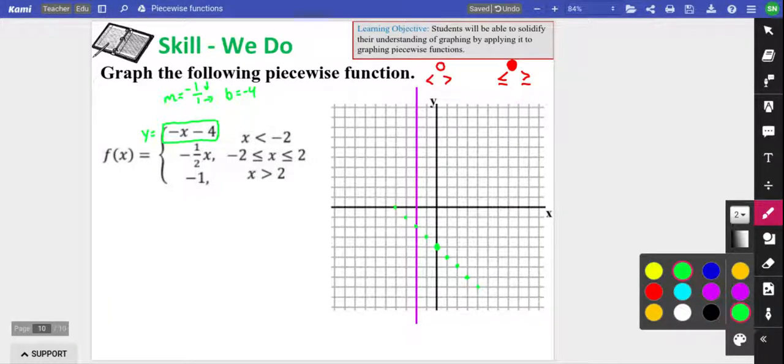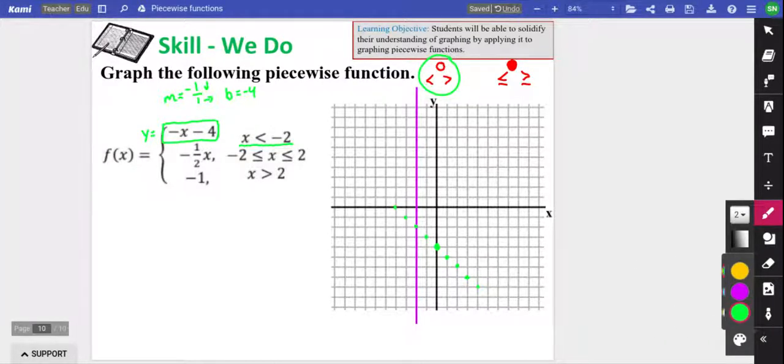So here we're saying that we only want numbers that are less than negative 2. Less than would be an open circle because it falls into this category right here. So at this line, I will make an open circle. I'll make it bigger so that it stands out and you can see it better. And I only want everything to the left. So the green section will be right here.